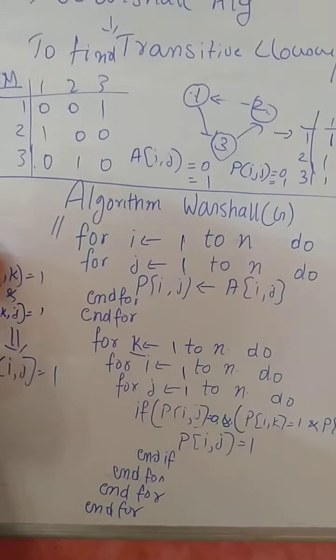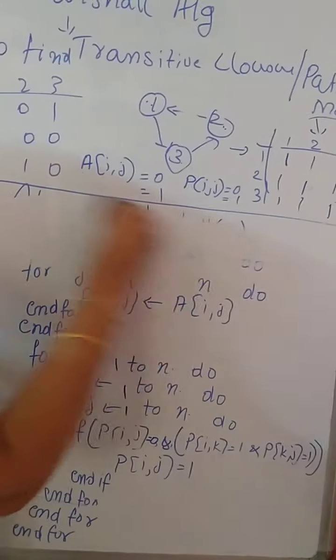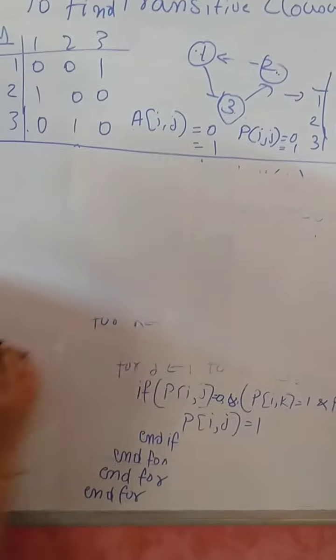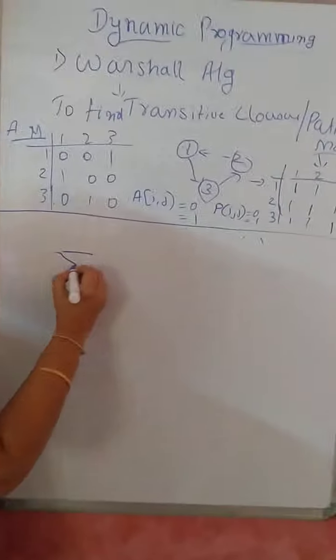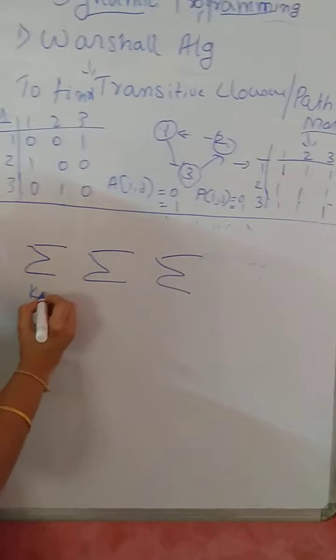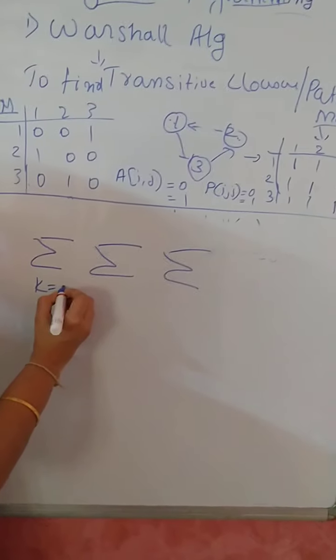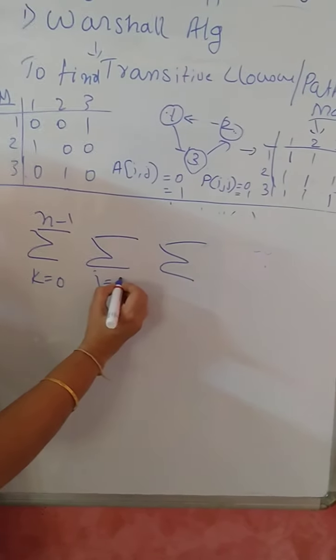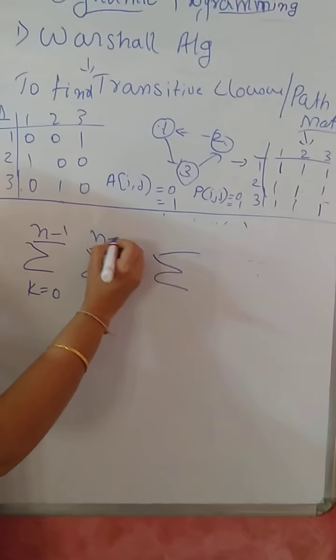Then come to the analysis. The analysis is clearly given in my notes. You go through the analysis of this particular algorithm. Obviously you can say what the time complexity of this algorithm is. It is n cube. Why? How many for loops are you having? 3 for loops are there. One is k equal to either 0 to n minus 1 or 1 to n minus 1. It doesn't matter.